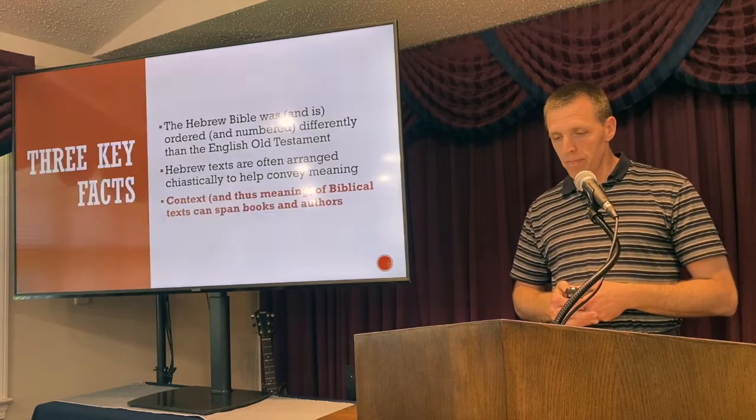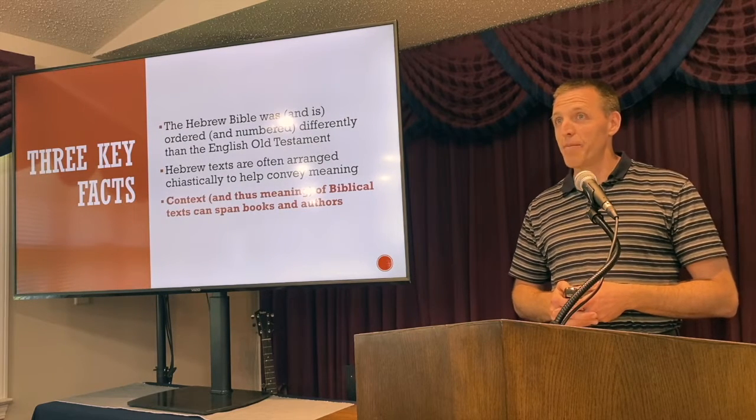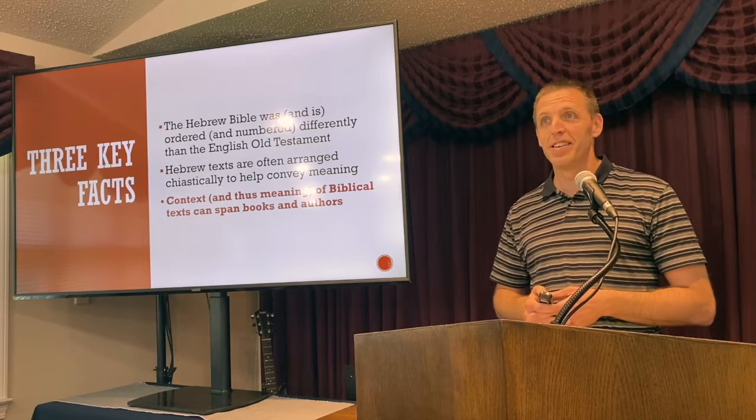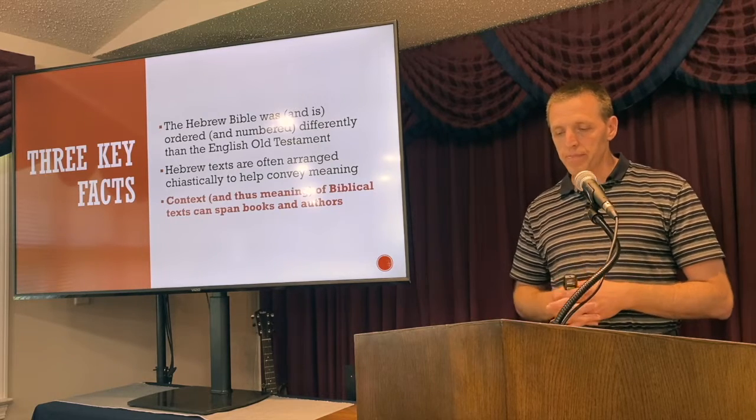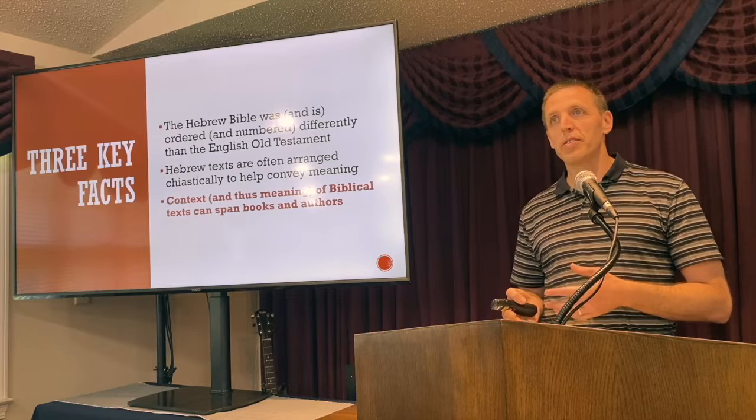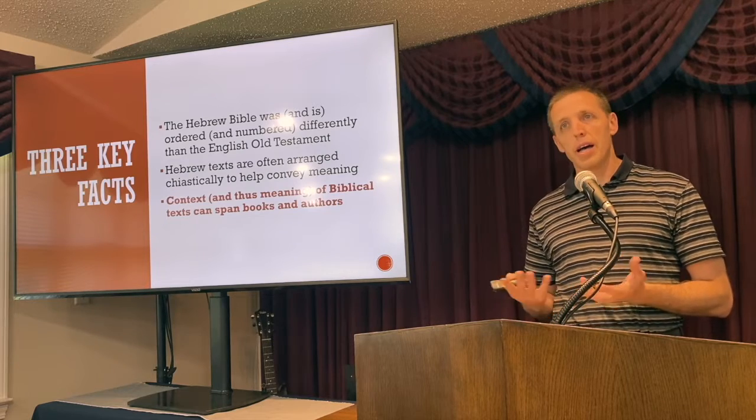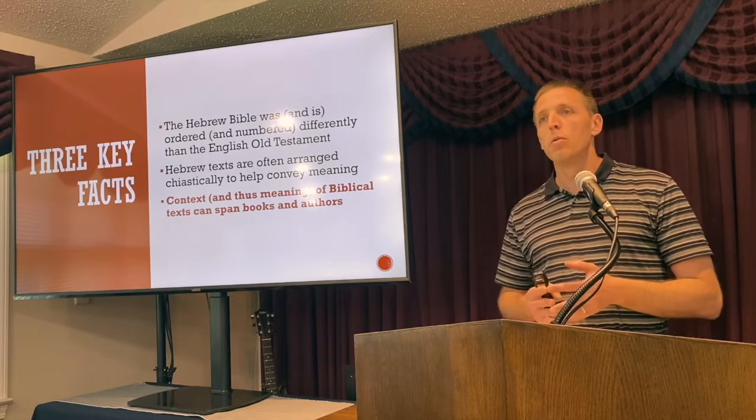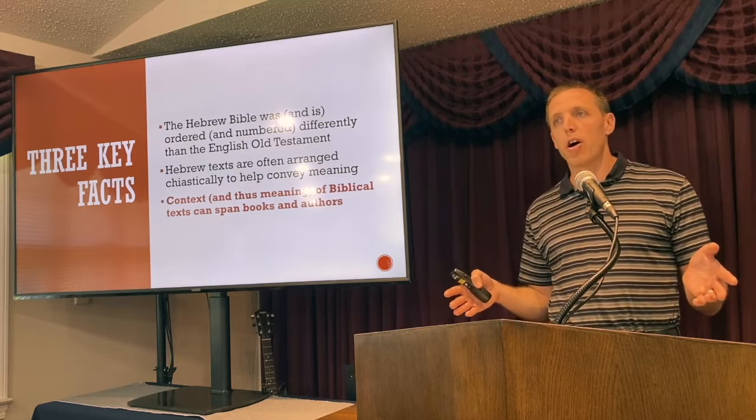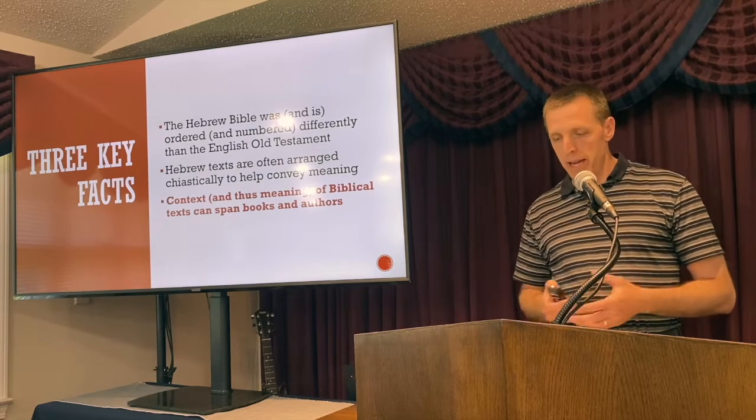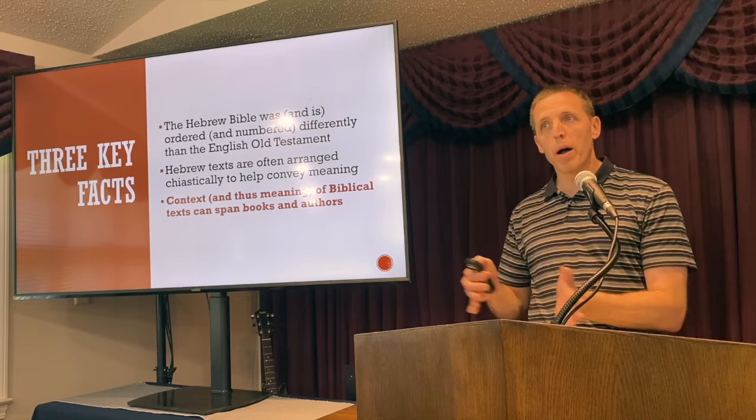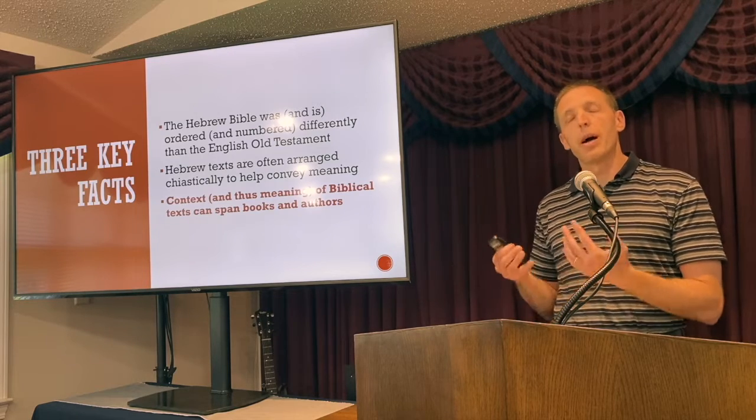Okay, again, I mentioned we'd get through the first two really fast, but this is where we'll slow down a little bit. So third, this is the one that is hard to explain. Context and therefore meaning will span multiple books often. So what does that mean? Well, let me work my way towards it.